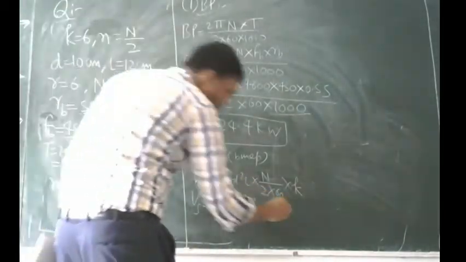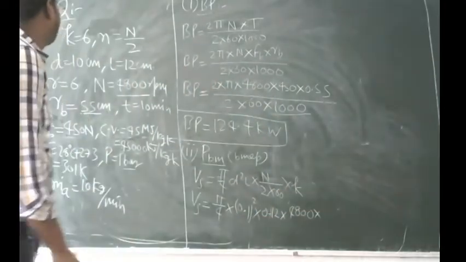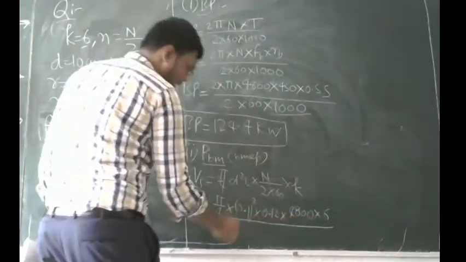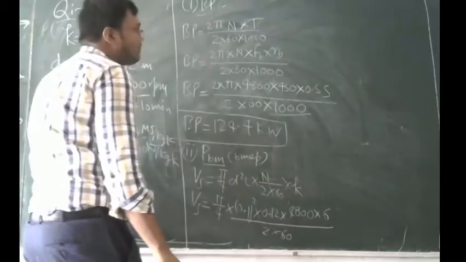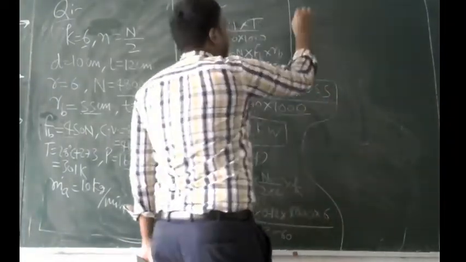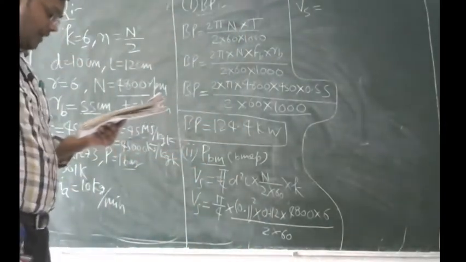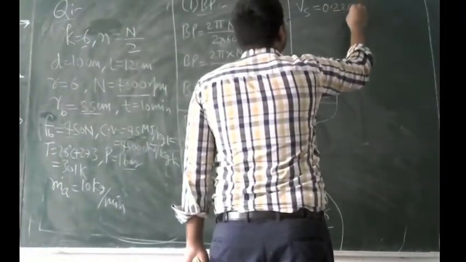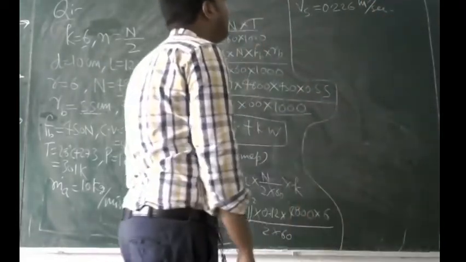Okay, put here 4800 into small k, number of cylinders is 6, equal to 6 into 6 divided by 2 into 16. Okay, so we get the answer here. So we get the value of Vs equal to 0.226 meter cube per second. Okay, this is the value of Vs.